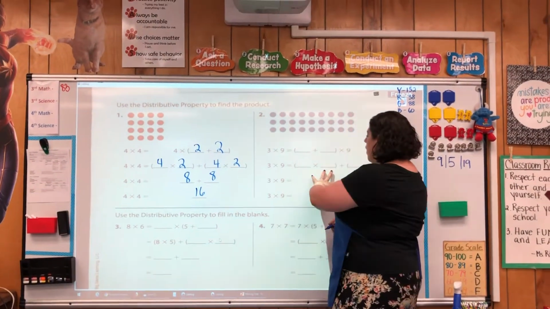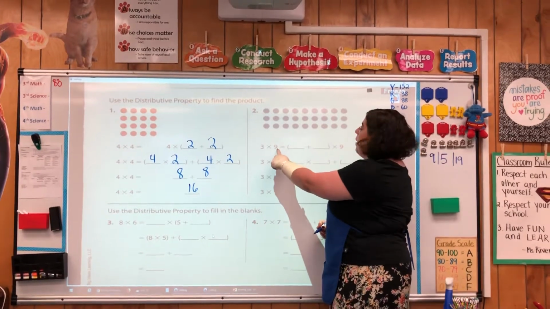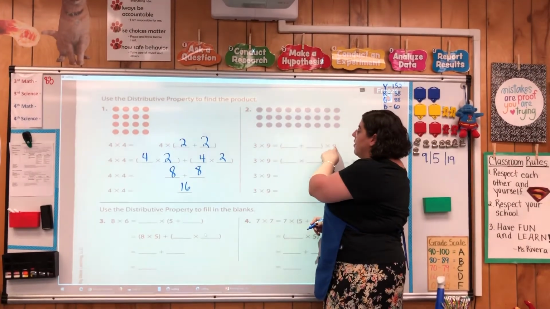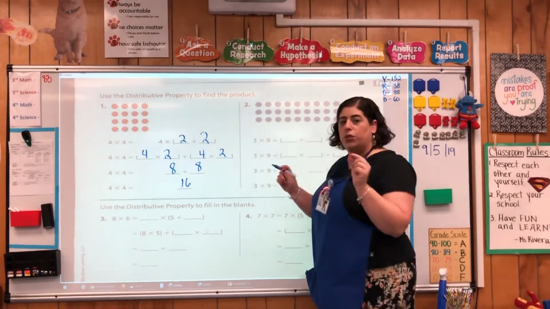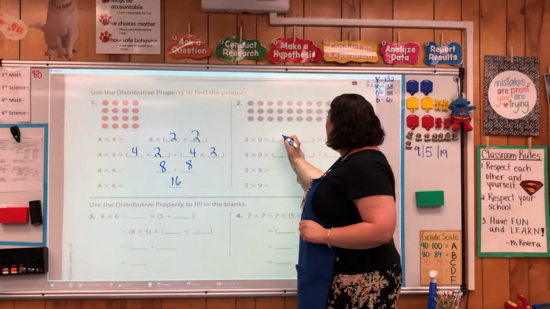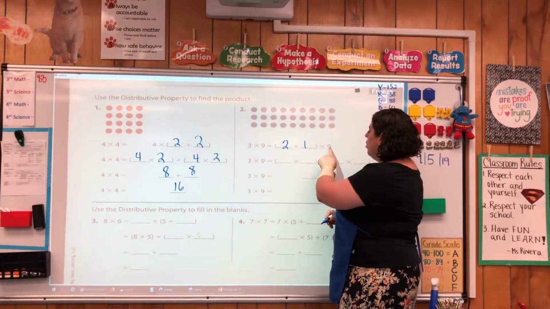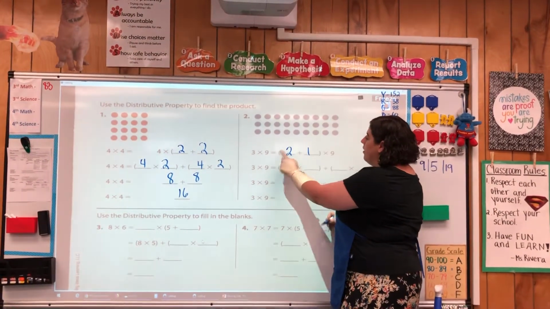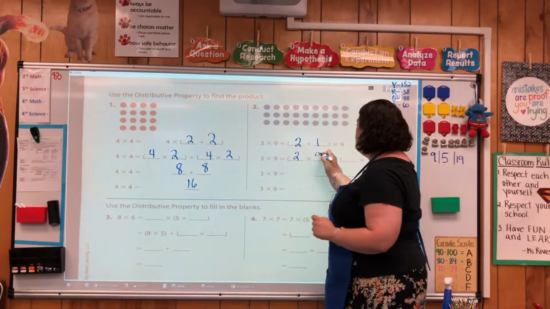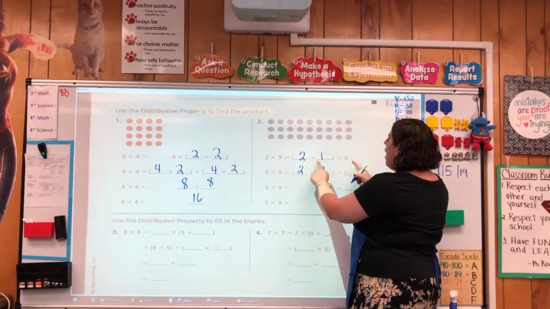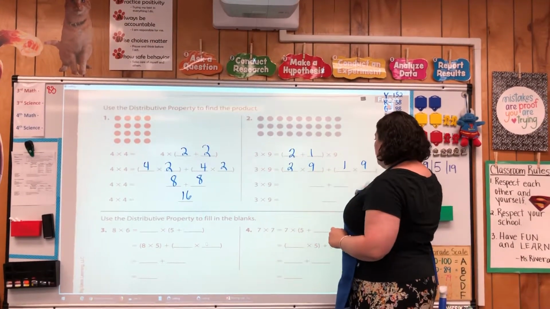I can do the same thing over here, but this time they're not splitting up the 9. The factor 9 is staying the same. I'm splitting up the 3 into two numbers that I can add up to make 3. I'm going to choose 2 plus 1. So then once again, I apply the distributive property, multiplying the 9 times 2. So I can say it as 2 times 9, that way it's the same order. And then 1 times 9 on this side.